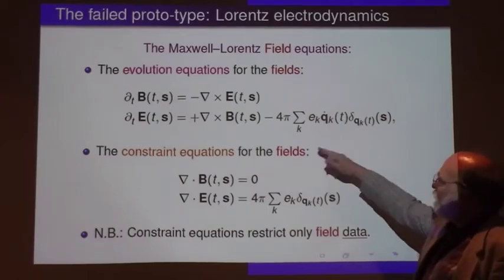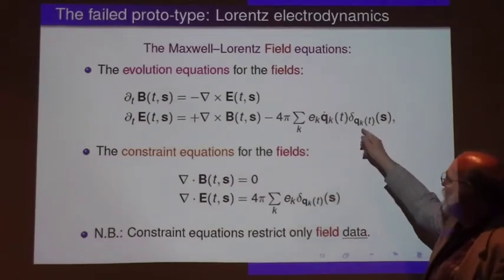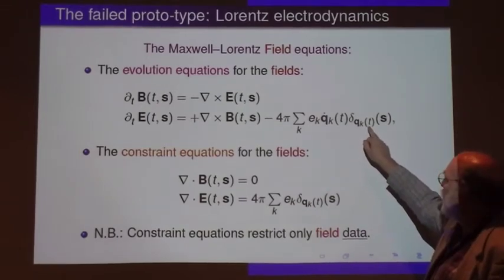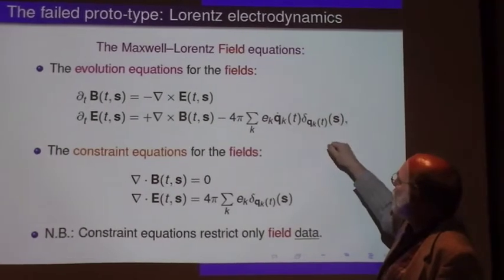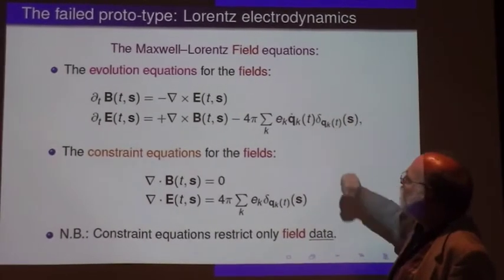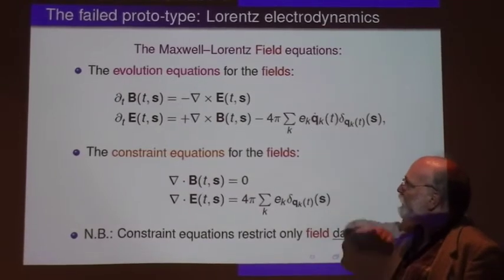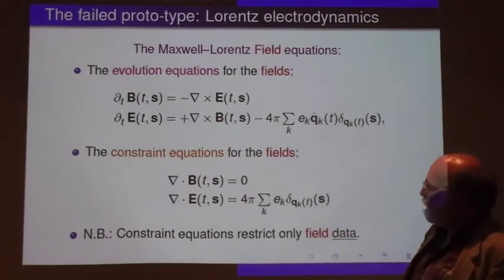And we have point charges. I'm summing over k, that means they have an index. They are located at q_k as a function of time. S is again my space vector. So this is a Dirac delta measure. This is the velocity of the particle. E is the charge. And then you have constraint equations.